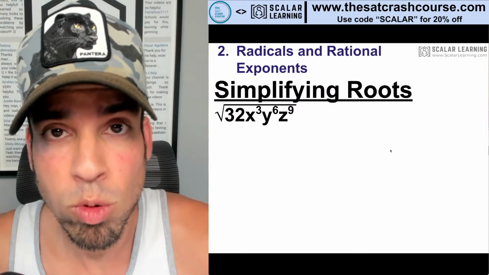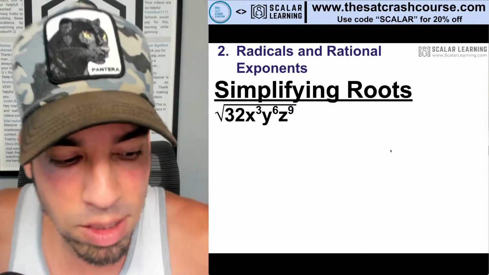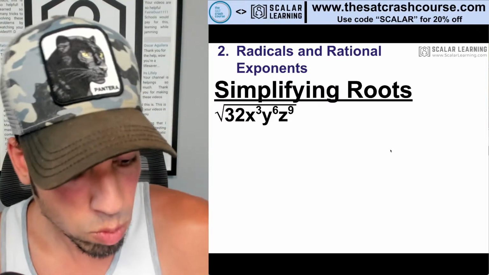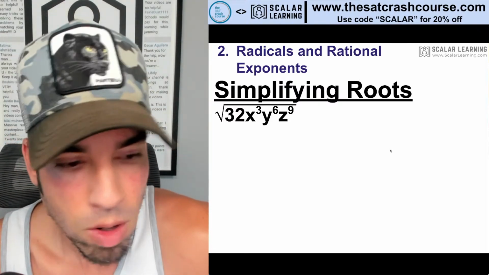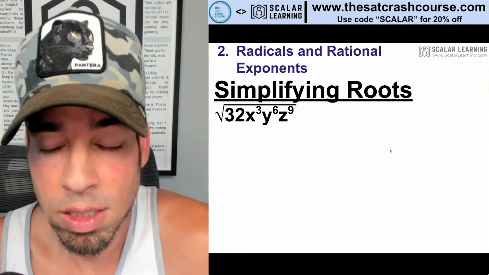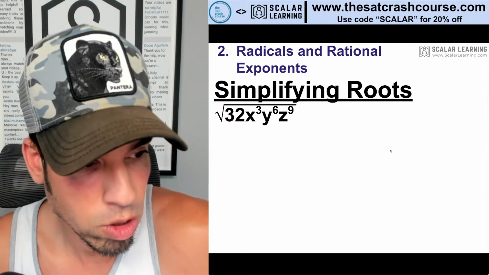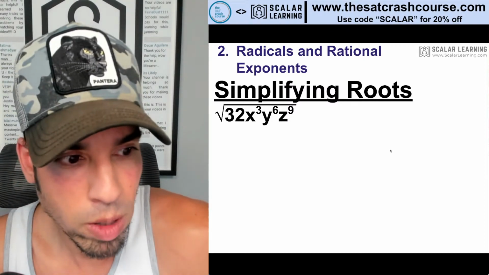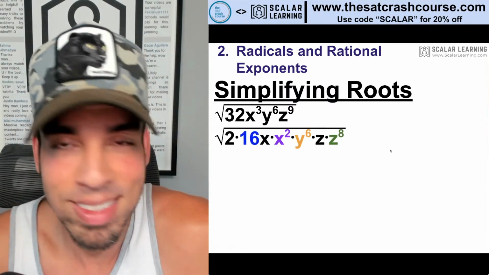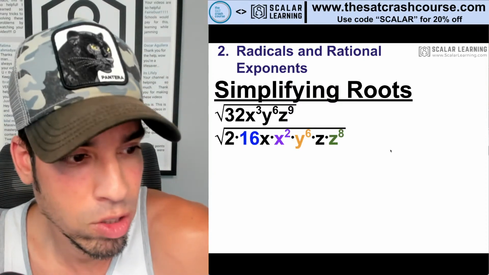Well, it's a square root, so when we're simplifying, we're basically saying how many things can we pull out of this square root within the bounds of what's allowed. Well, the only thing that can come out of a square root prison is perfect squares. 32 is not a perfect square, but it's got some perfect squares in there. Well, it's got 16, right? So 2 times 16 is 32.